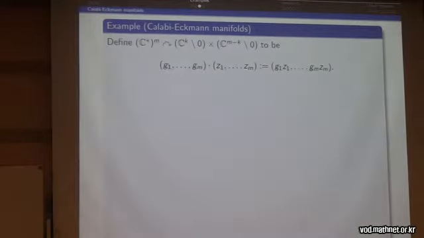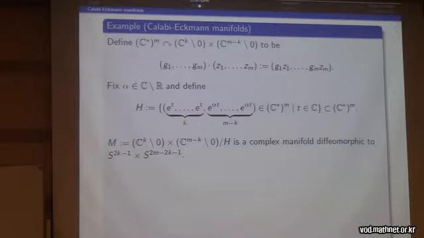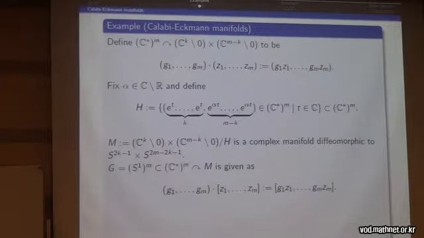Okay. The next example is Calabi-Eckmann manifold. We consider a C^* action on the product (C^k minus 0) times (C^(m-k) minus 0). The action is defined by the coordinate-wise multiplication. Now we take a complex number, not a real number, and consider the subgroup of the action defined like this. One can see that the quotient space is a complex manifold which is diffeomorphic to a product of odd-dimensional spheres. So this is a closed complex manifold.